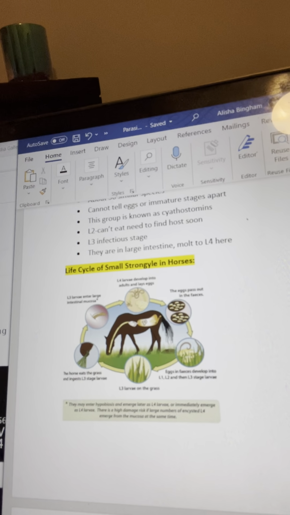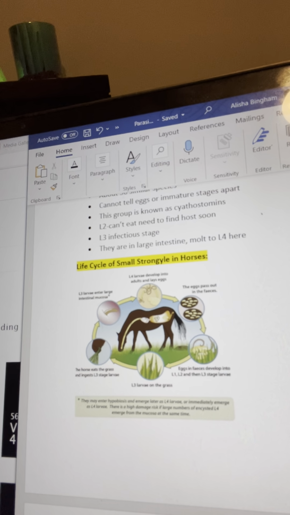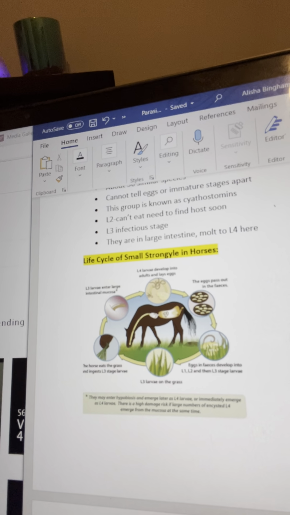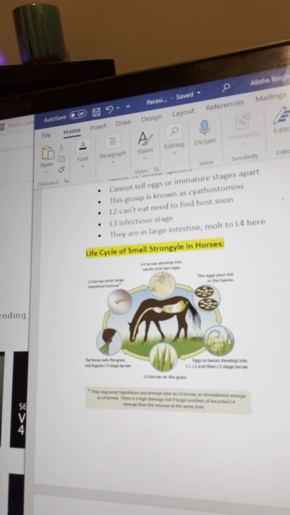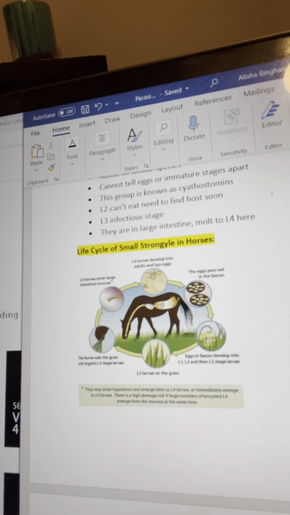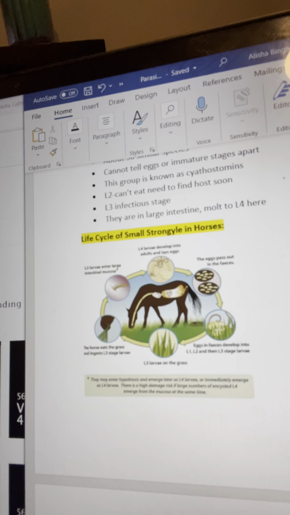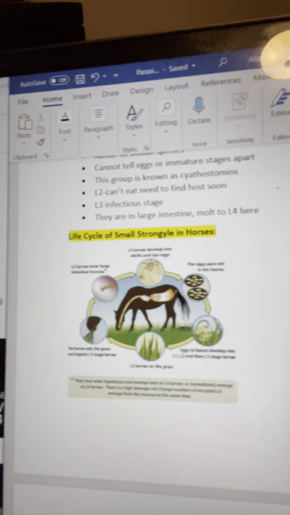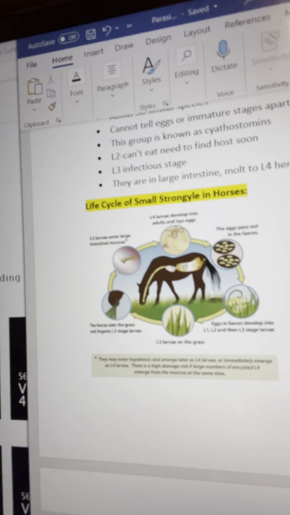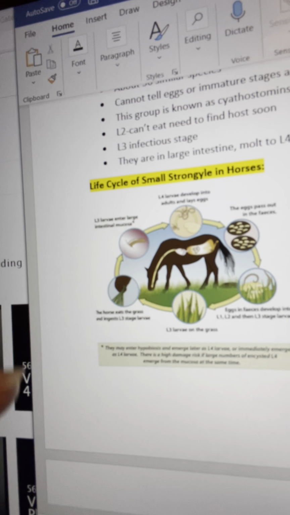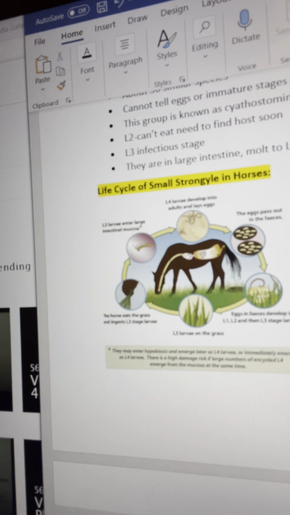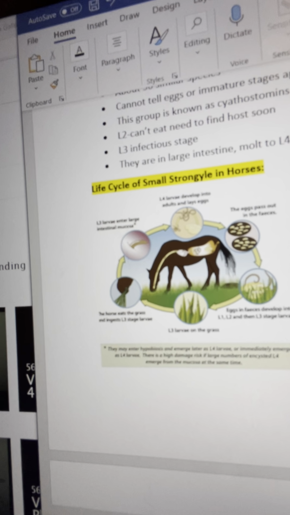So basically here is the life cycle. I'm going to show you here. So again, the eggs in the feces develop into the L1, L2, and then L3 stage larvae. And then the L3 larvae get themselves onto the grass, and then the horse eats the grass and ingests the L3 stage of the larvae, which then enter the large intestinal mucosa, and then the L4 larvae develop into adults and lay eggs. So that's basically the life cycle of it.